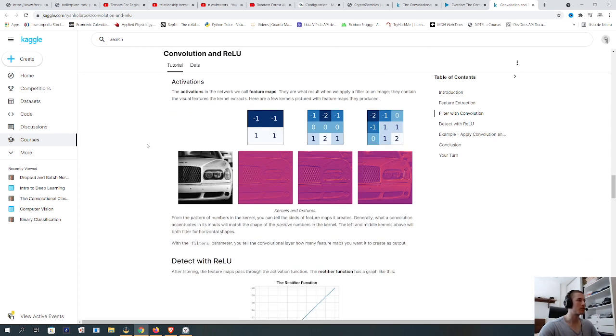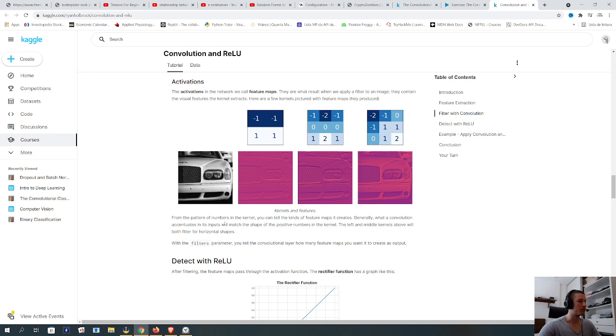Activations. The activations in the network we call feature maps. They are what result when we apply a filter to an image with the individual features the kernel extracts. Here are a few kernels pictured with the feature maps they produce.